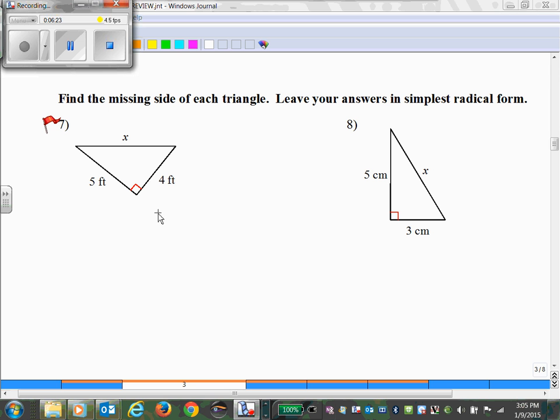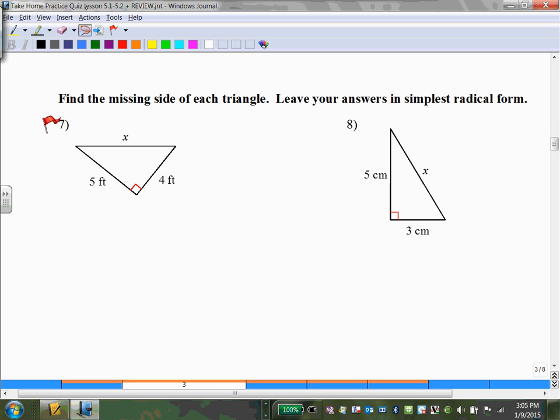Okay. All right, students, let's take a look at number 7 here. Number 7, it says find the missing side. And we see that we have 2 sides and we need a 3rd side. So we're going to be using the Pythagorean theorem. So go ahead and label your legs and your hypo. And let's write our Pythagorean theorem.